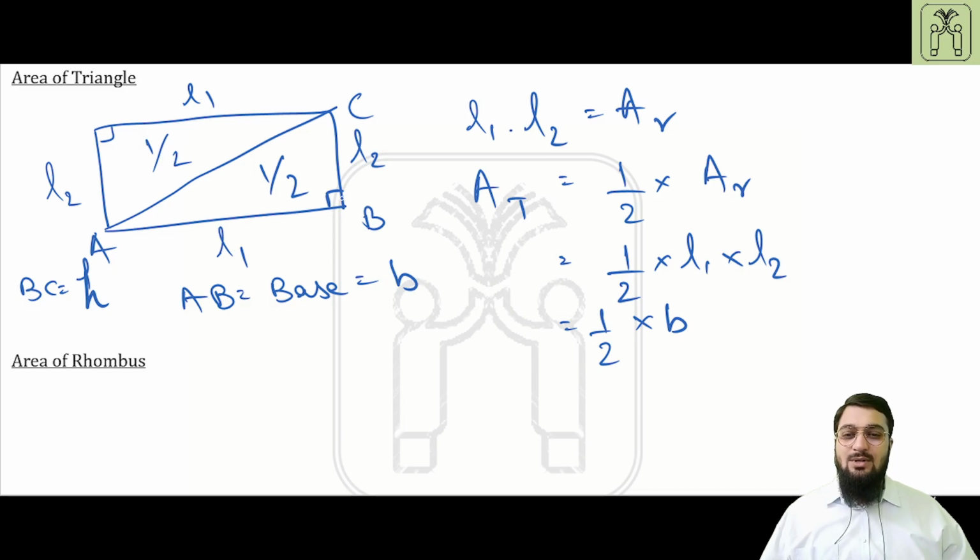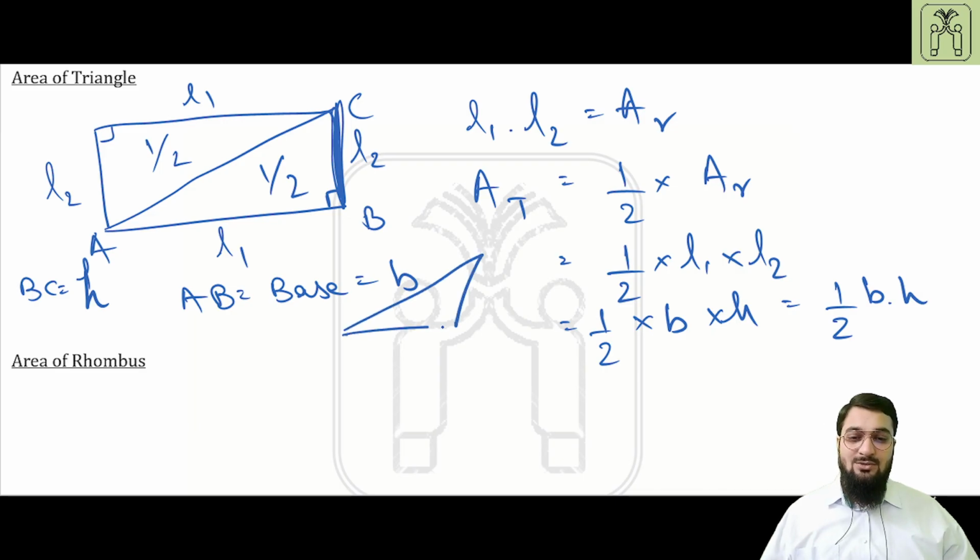If we draw a line from AB to C at a 90-degree angle, it will coincide with the same line as that of BC, that is L2. Therefore, it will become H, and the formula finally will be half base into height. This will be valid for all triangles, be it like this or like this.